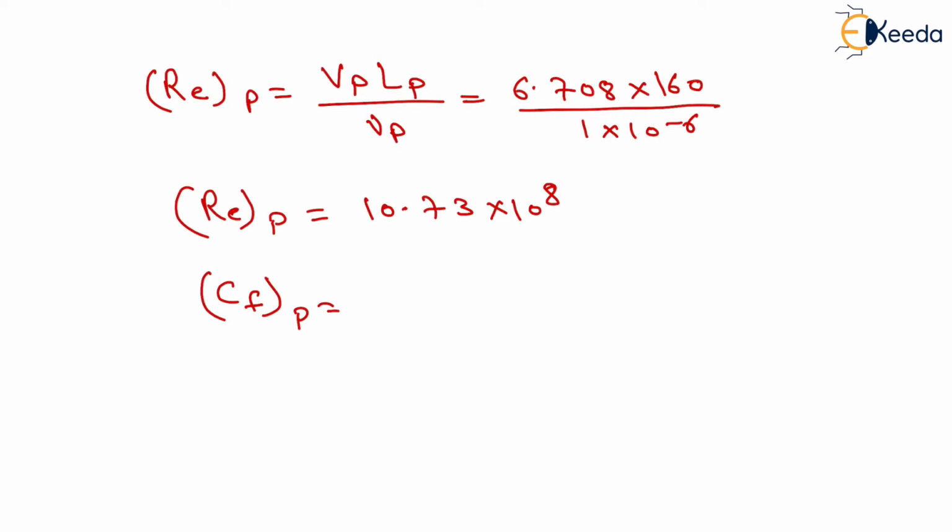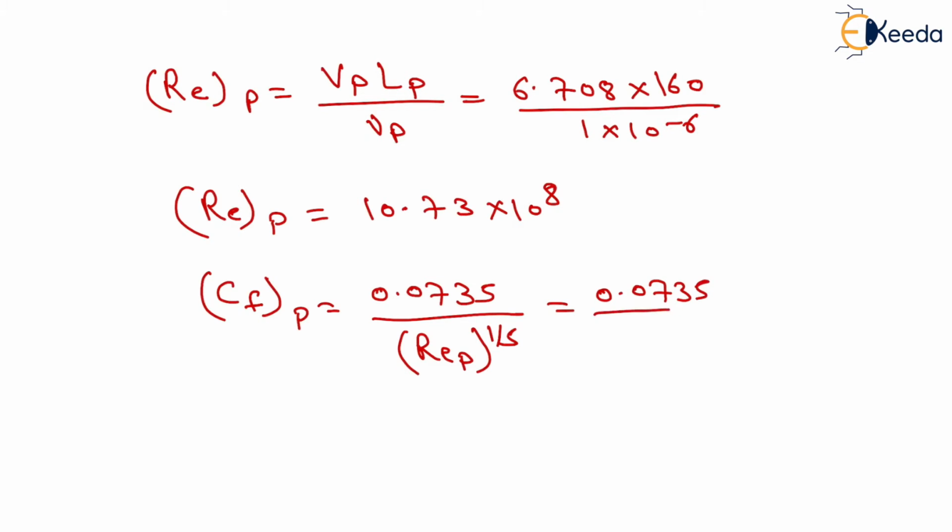So Cf for prototype will be equal to 0.0735 upon Re for prototype to the power 1 by 5. On putting the value, that is 0.0735 divided by 10.73 into 10 to the power 8 to the power 1 by 5, it will be equal to 1.49 into 10 to the power minus 3. That will be the value of Cf for prototype.